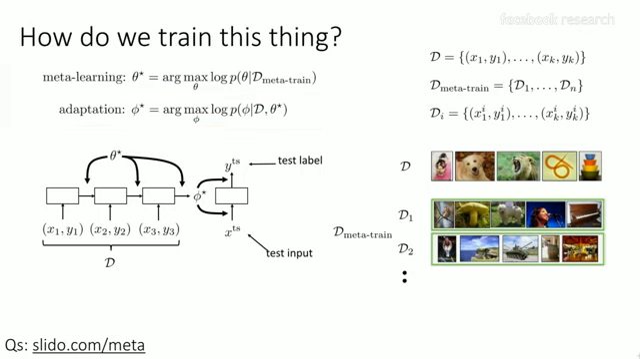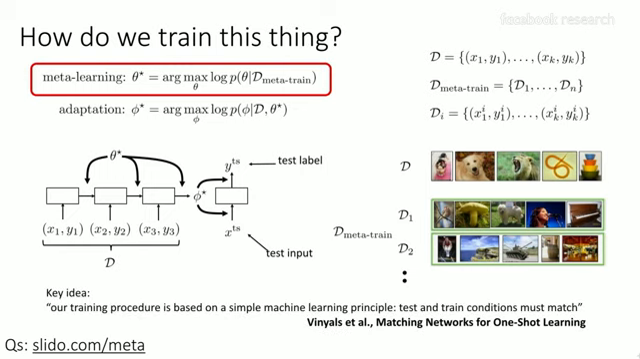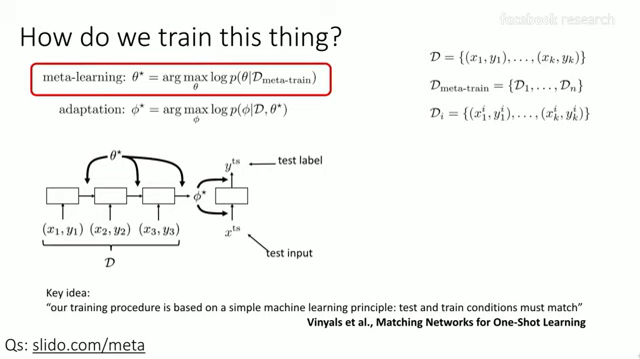Okay. Now how do we actually train this thing? Well, as I alluded to before, it's going to involve this meta-training data. And the key idea behind setting up meta-learning algorithms, I think, is best summarized by this sentence from a paper by Vinyals et al. called Matching Networks, which says that our training procedure is based on a simple machine learning principle, which is that test and train conditions must match. Now, let's unpack this a little bit. What are the test conditions? Well, test here refers to meta-test, right? So meta-test time is adaptation.